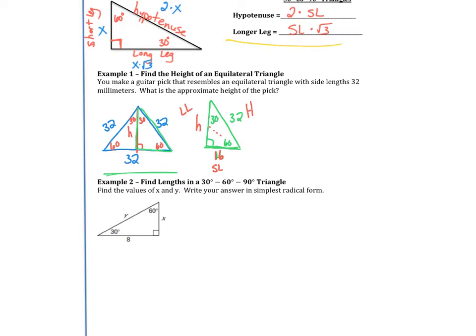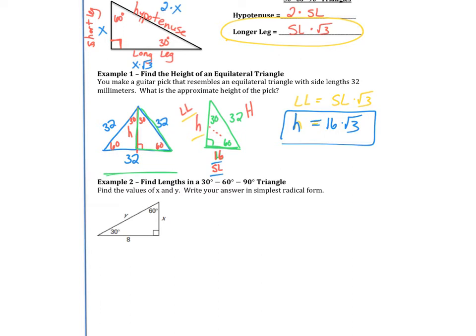The longer leg is the equation up above here: long leg equals short leg times square root of 3. Well, we know that the long leg we're calling h, right here, long leg is h. The short leg is 16. So we're going to put 16 in for short leg. We end up getting h, or the height, is 16 times the square root of 3. And that would be our exact answer.